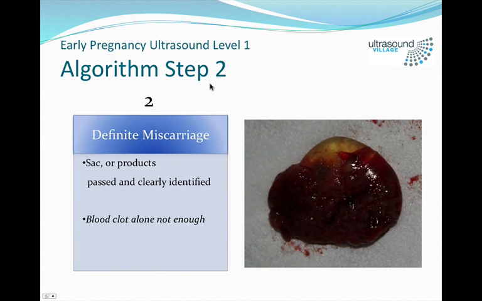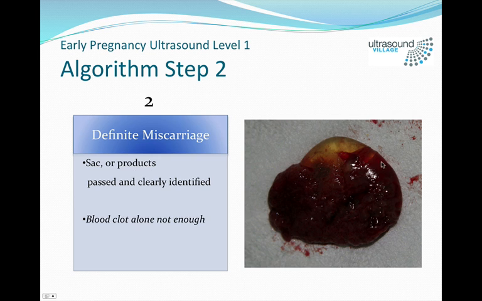Because if it's a definite miscarriage, it's sad, but that patient is unlikely to have long-term problems from it, and they're not going to suddenly drop their bundle on you with any luck. But what's really important is that you're sure that it's a definite miscarriage. A lot of patients present and say, oh yeah, I've had bleeding, I've got clots, and you think, oh yeah, it's a miscarriage, but they really need, and you need to see sac or products.